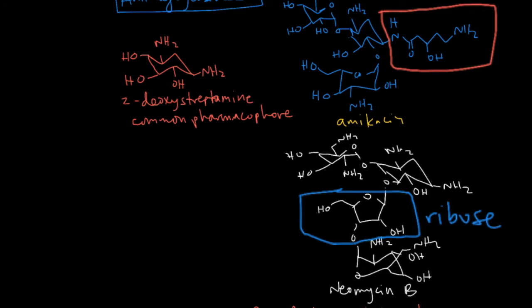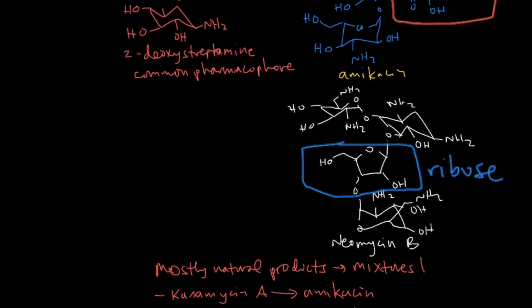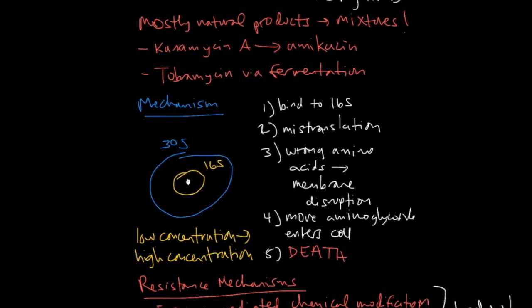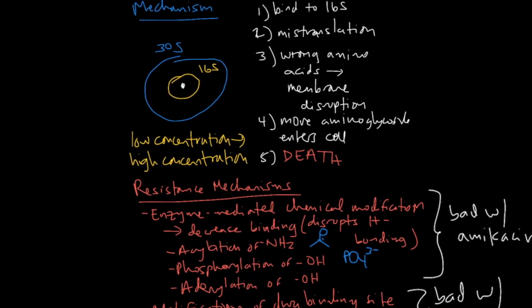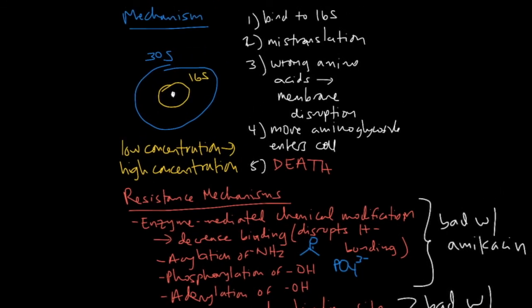is an aminoglycoside that has a tail end, and this tail end helps it against resistant bacteria. Neomycin B has a ribose ring, and that helps differentiate it from amikacin. Kanamycin A is used to produce amikacin, and tobramycin is made by fermentation. Already gave you the mechanism. Binding to the 16S rRNA allows for mistranslation and membrane disruption, and allows more aminoglycosides to enter the cell, which continues the cycle and causes bacterial death.